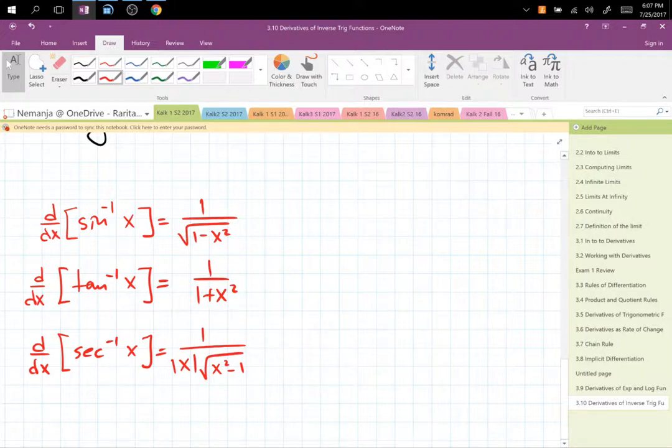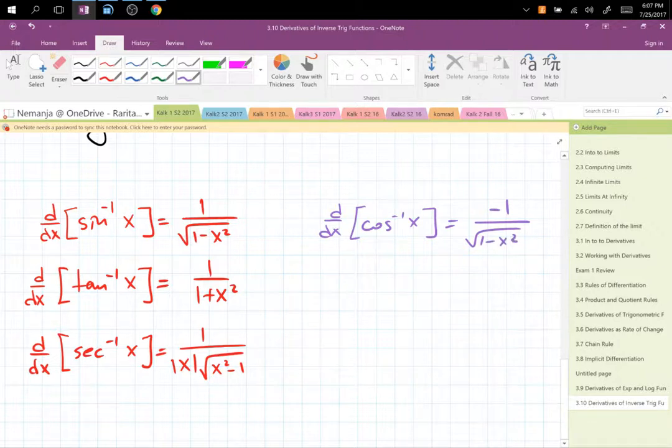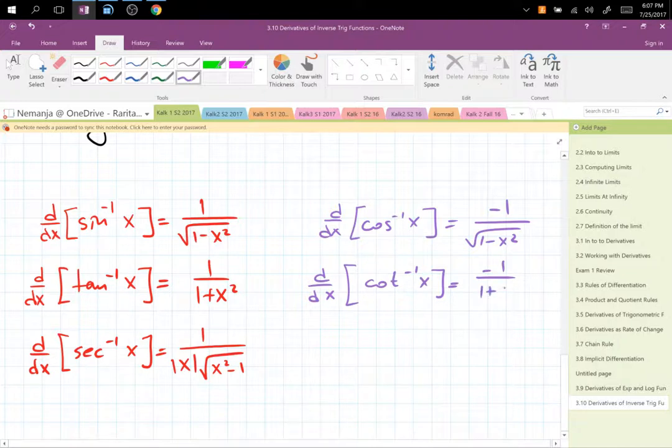This is why it's so easy to actually remember all of these, right? So the derivative of cosine inverse of x is just negative 1 over square root of 1 minus x squared. So it's just this negative that is different between sine and cosine. The cotangent, same thing. It's negative 1 over 1 plus x squared. So it's the same, just put the minus in front.